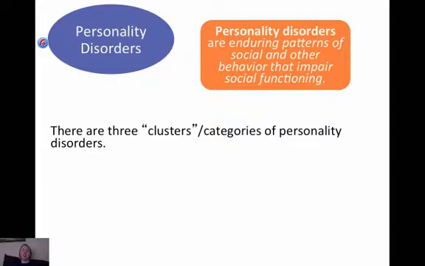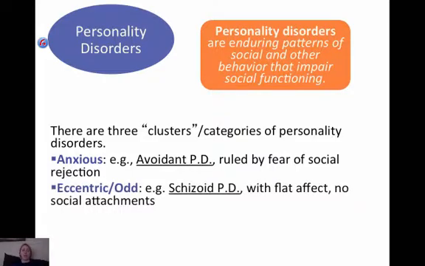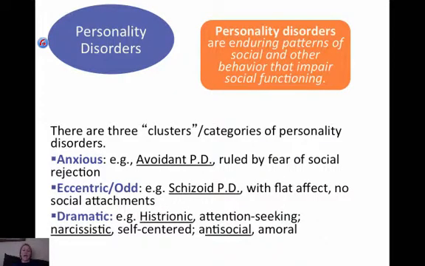And there are three clusters, or categories, of personality disorders. Okay. There's the anxious cluster, which includes avoidant personality disorder, where you're kind of ruled by fear of social rejection. The odd or eccentric, which is like schizoid personality disorder, flat affect, no social attachments, and then the dramatic, okay, which is histrionic, attention-seeking, narcissistic, self-centered, or antisocial, amoral. Okay, so these are the three clusters, categories within personality disorders: anxious, eccentric or odd, and dramatic. So make sure you can identify these three clusters.